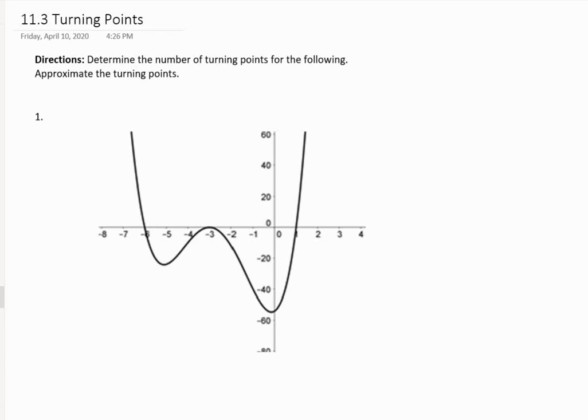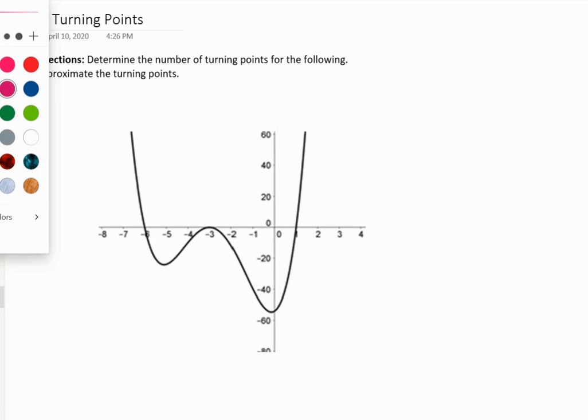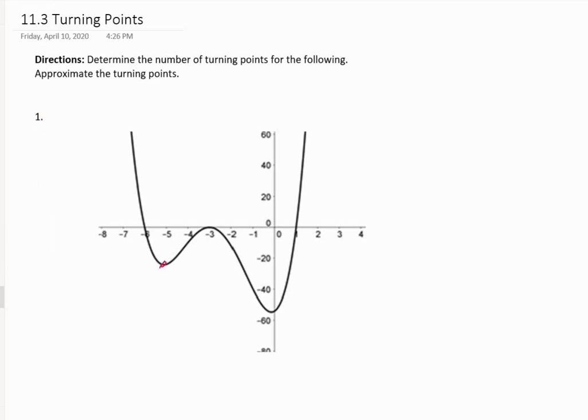Okay, in this video we're going to be looking at turning points, and sometimes you're going to hear them referred to as extrema or local maximum or local minimum. And you can see on this graph I have a turning point here, here, and here. So my first question was to determine the number of turning points. I have 3 of them. And approximate each of them.